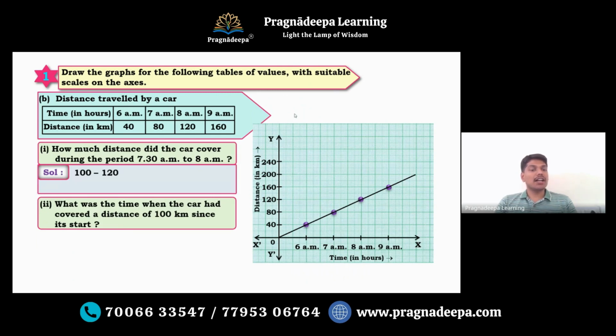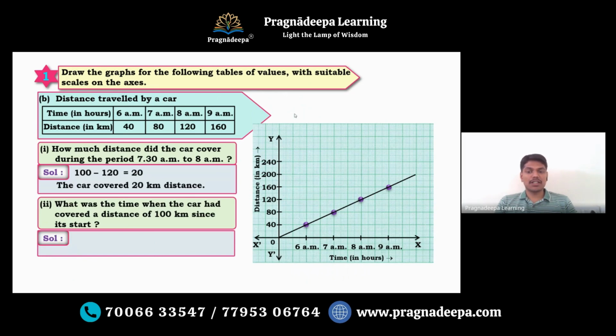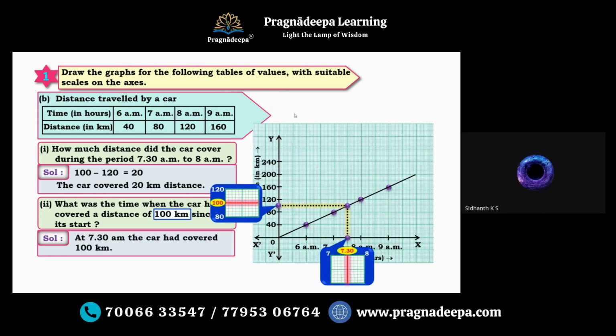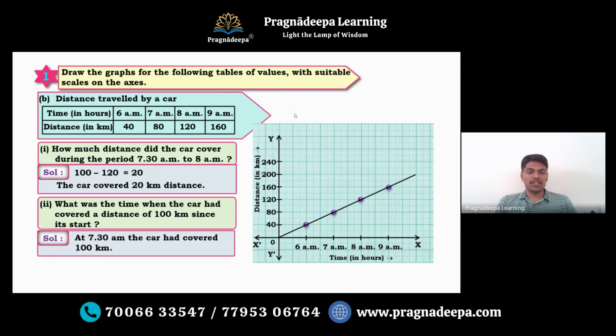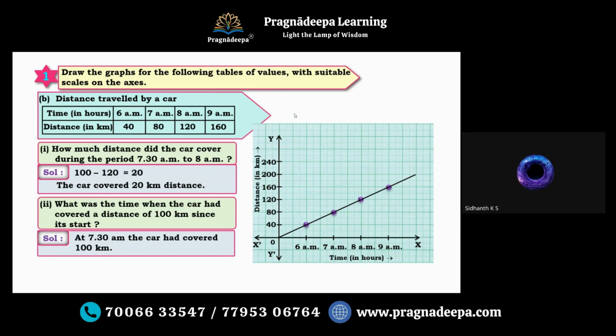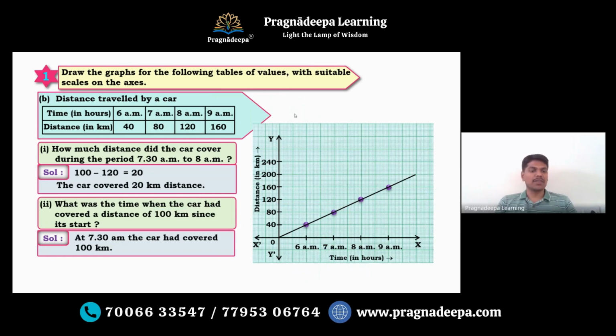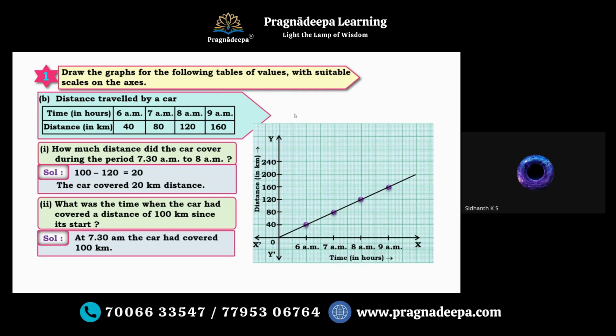What was the time when the car had covered a distance of 100 kilometers since its start? Where it reached 100 kilometers, at what time did it reach? Sir, is it 7:30? Yes, sir, 7:30. Hello, Siddhant, are you there? Yes, sir. Can you hear me? Yeah, I can hear you. So at 7:30 a.m., the car had covered 100 kilometers, correct? Yes, sir. It's correct. Okay.